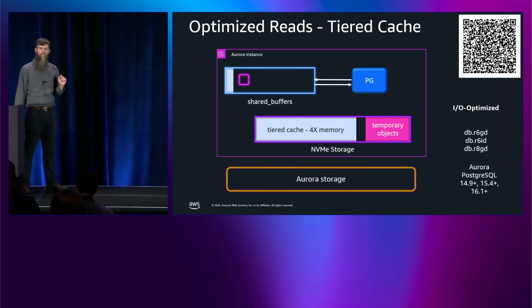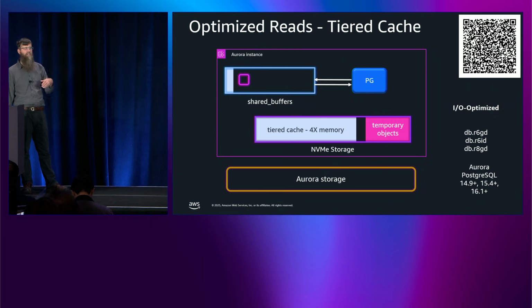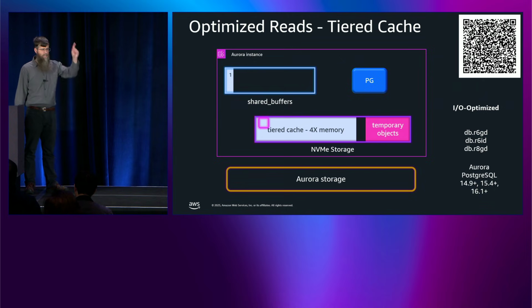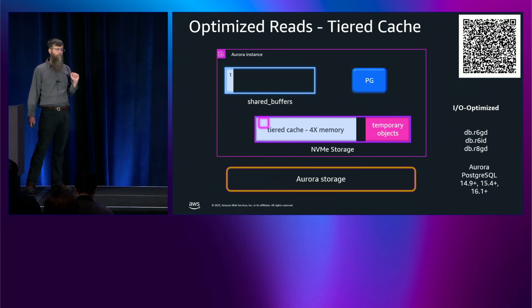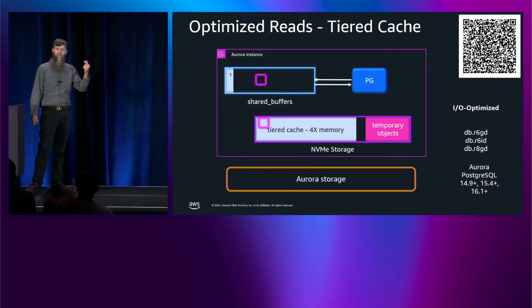But now it's there in the shared buffers. That's good. Eventually, shared buffers is going to get full. We're going to have to evict that data out somewhere. So instead of just throwing it away, we're going to evict it down into the tiered cache. We're going to keep a little piece of metadata up there to remember that we've done this. So now when we go and try and read that data, we're going to check that metadata and see that it is there. So I can just fetch it back from tiered cache. It'll be nice and fast, low latency.